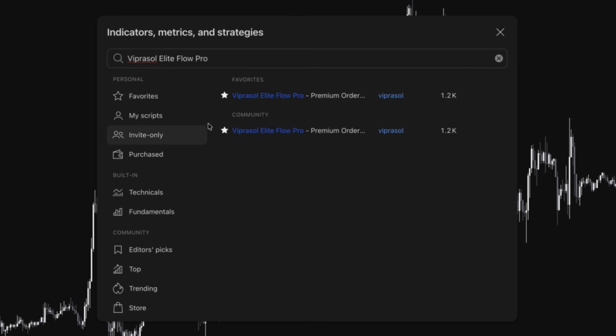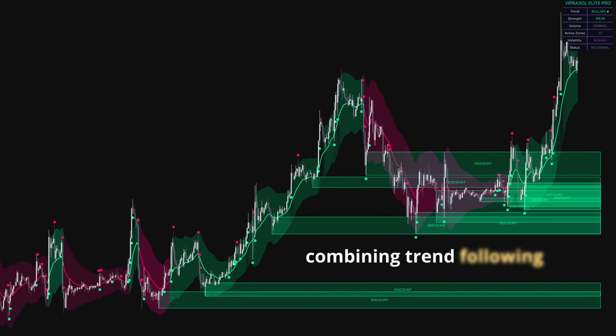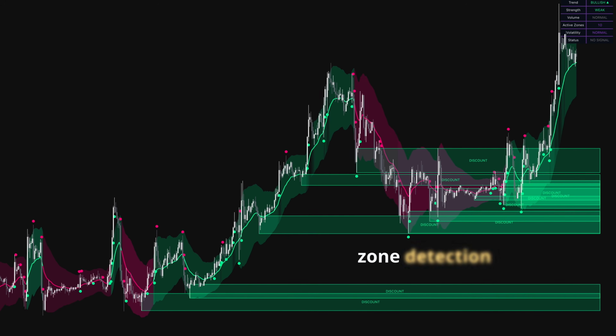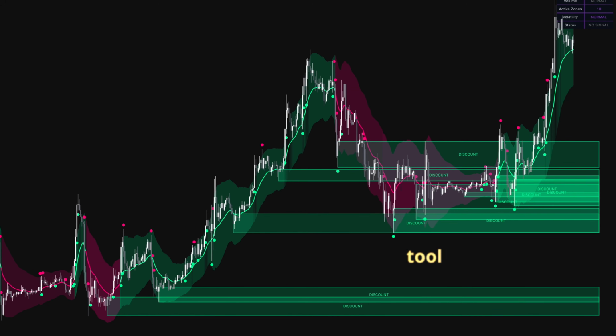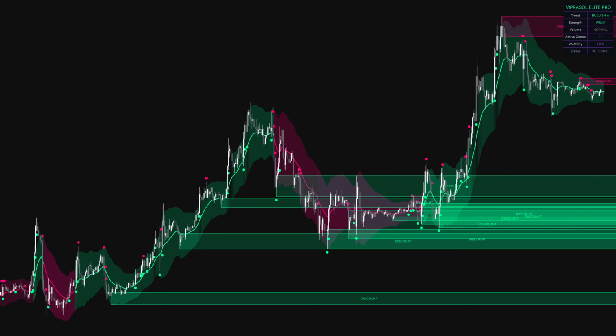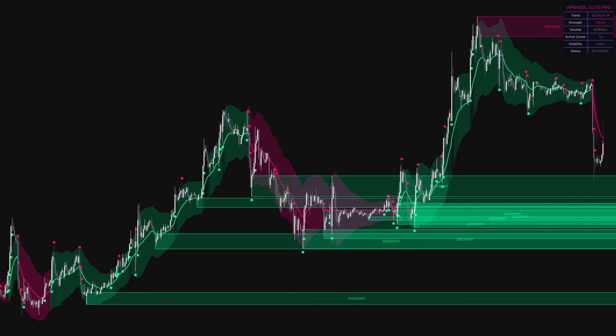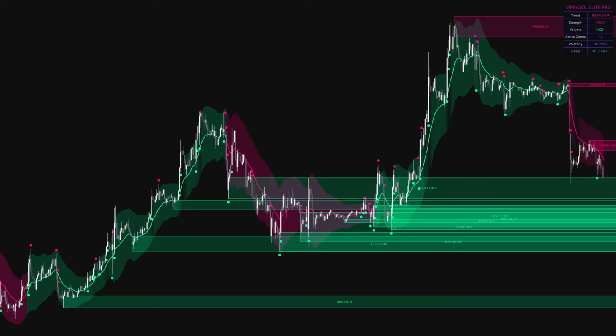Viprasol Elite FLOOP Pro, created by Viprasol, is a multi-component overlay combining trend following, supply and demand zone detection, volume filtering, and signal generation into a single tool. The name leans into premium branding, but the underlying code is more considered than the aesthetic packaging suggests.